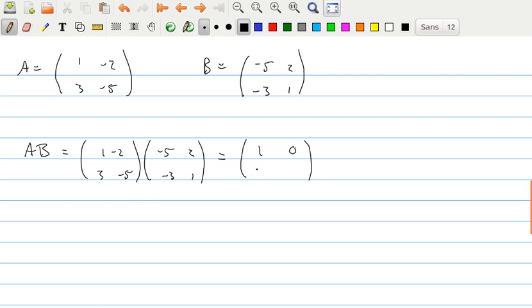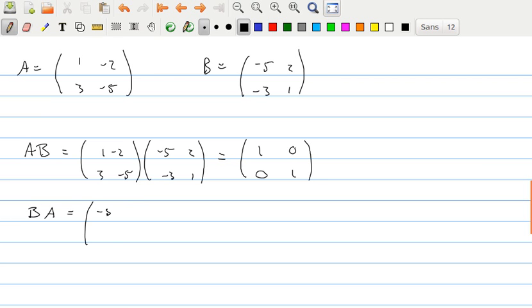To get the entry in the second row, first column, we'll dot product the second row with the first column. So we're going to get negative 15 and positive 15, which is 0. And then to get the entry in the second row, second column, we dot product the second row with the second column. It's going to give us 6 and negative 5, which is 1. So that looks good, but that's only half the picture. We verified that when you multiply them in this order, they cancel. Let's do the multiplication in the other order also.